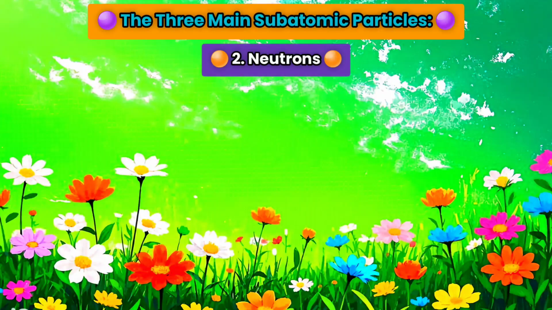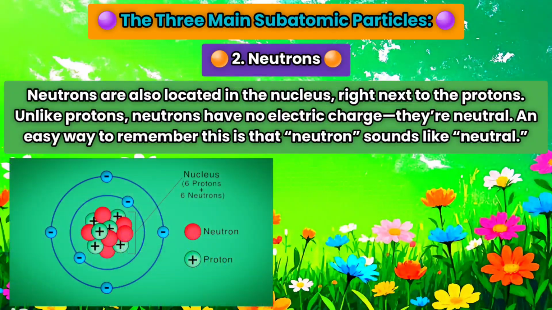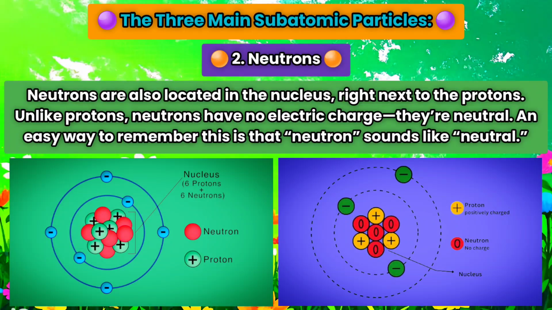Number 2, neutrons. Neutrons are also located in the nucleus right next to the protons. Unlike protons, neutrons have no electric charge. They are neutral. An easy way to remember this is that neutron sounds like neutral.